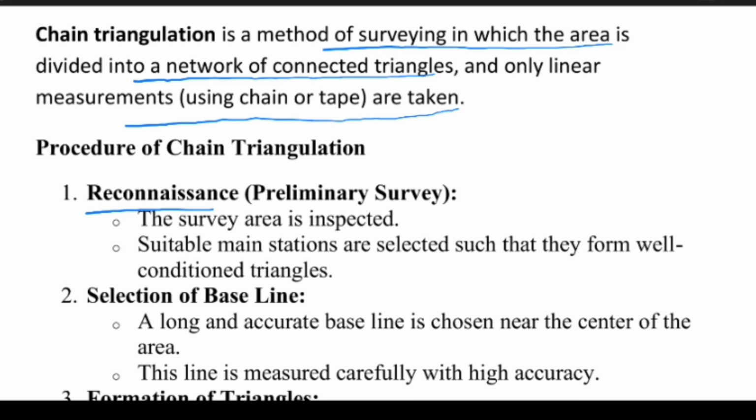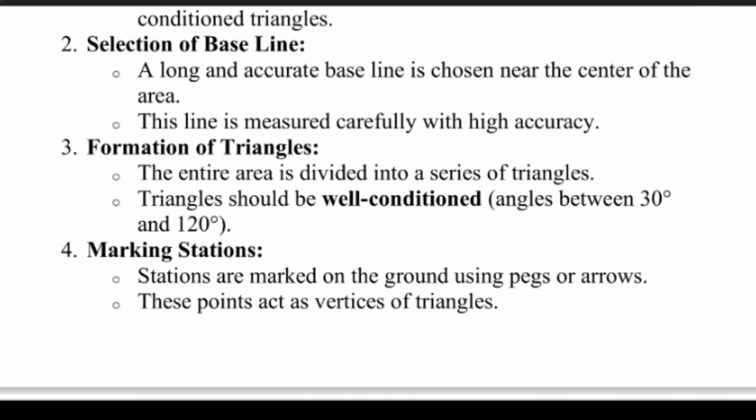First we have to do reconnaissance, which is nothing but preliminary surveying. You have to inspect the area and find the main stations selected for well-conditioned triangles, and where we have to start. Next, you have to select the baseline where you are going to start, which should be the strongest, longest and most accurate.